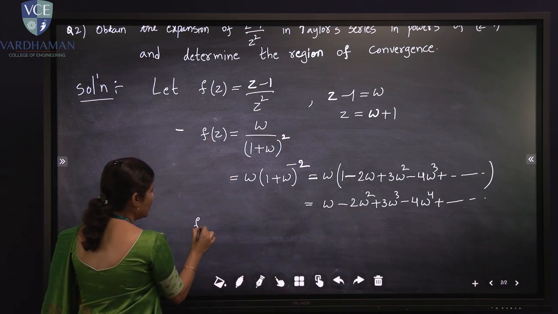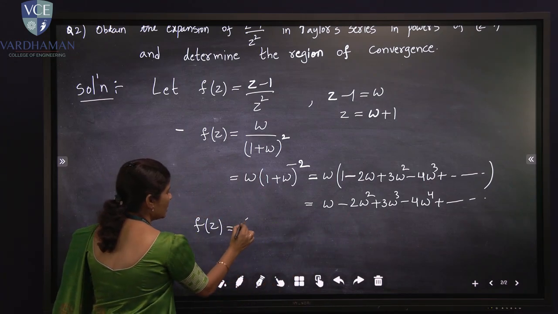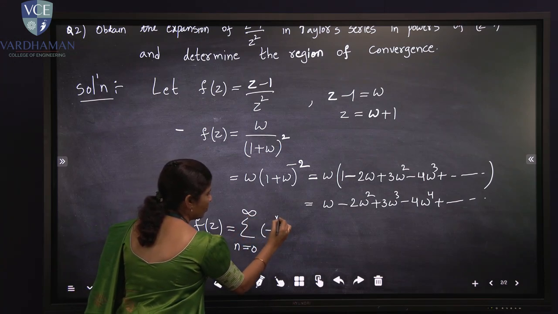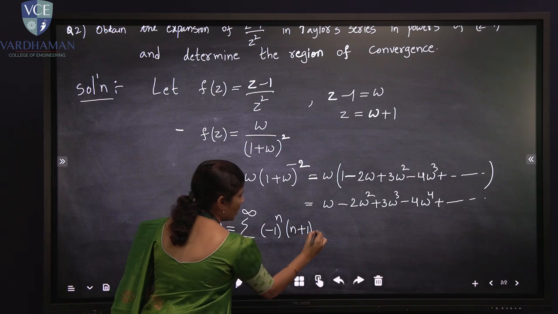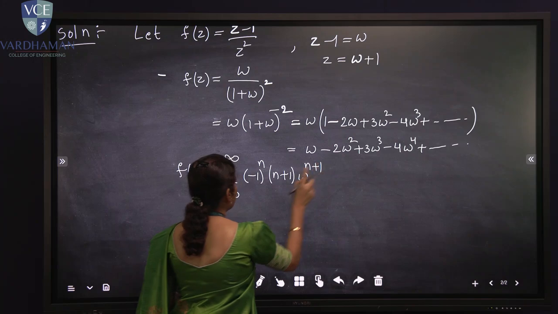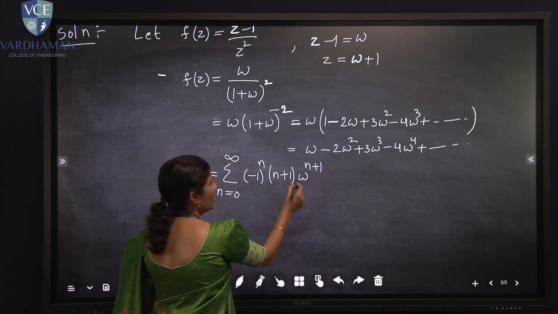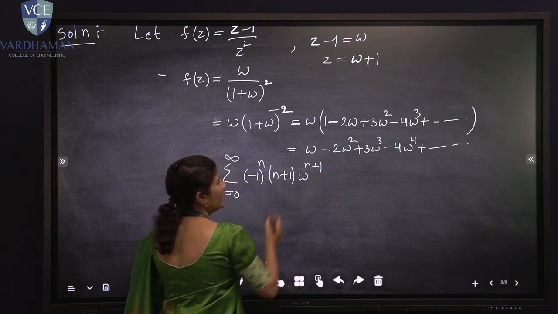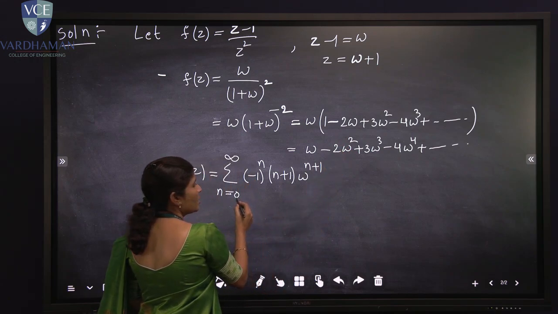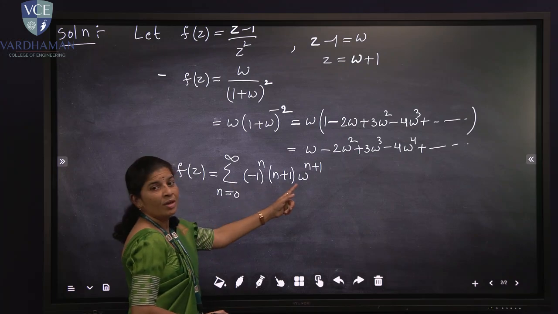Now this f of z series I will write in the form of a summation, that is summation n equals 0 to infinity, minus 1 power of n into n plus 1, and w power of n plus 1. If we replace n equals 0, minus 1 raised to 0 and 0 plus 1, 1, w raised to 0 plus 1, here we will get w, and if we replace n equals 1 we will get minus 2w square. If we replace n equals 2 we get 3w cube. That is, this series I am writing in the form of summation.